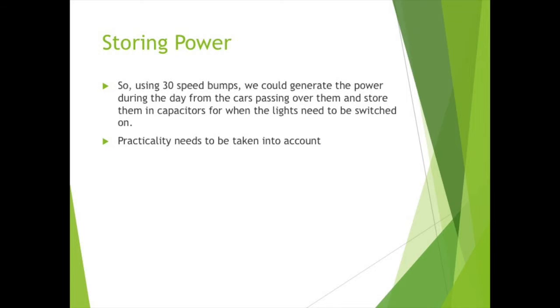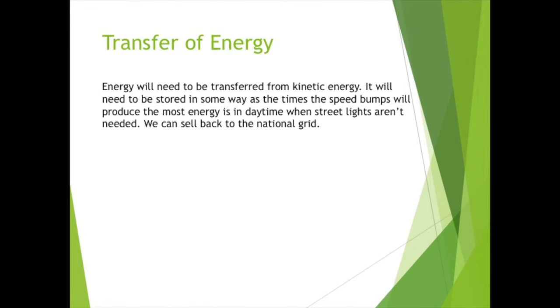So, using 30 speed bumps, we could generate the power during the day from the cars passing over them and store it in capacitors for when the lights need to be switched on. Energy will need to be transferred from kinetic energy. It will need to be stored in some way, as the times the speed bumps will produce the most energy is in the daytime when the streetlights aren't needed.